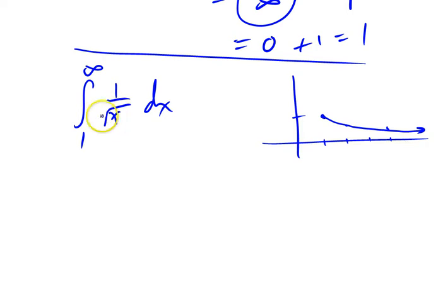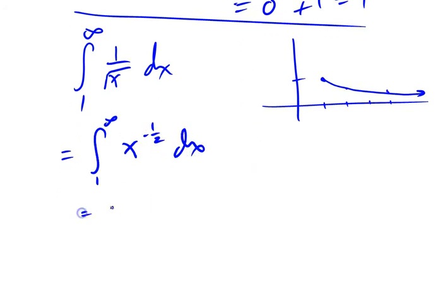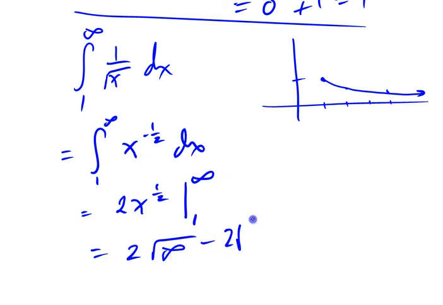So this is an x to the negative a half. So it's an integral from 1 to infinity, x to the negative a half dx. So that integrates to x to the positive a half divided by a half, which would just be multiplying by 2. Evaluate between 1 and b, or I'm going to write it as evaluating between 1 and infinity. I'm just thinking of that as a big number getting bigger and bigger and bigger. So this would be 2 times the square root of infinity minus 2 times the square root of 1.